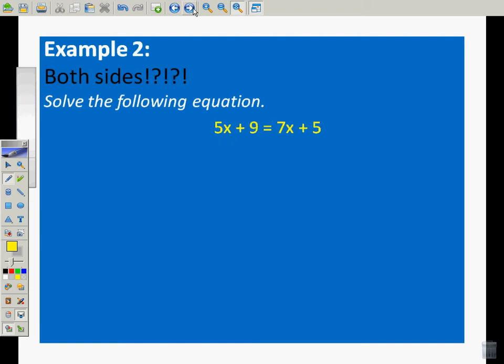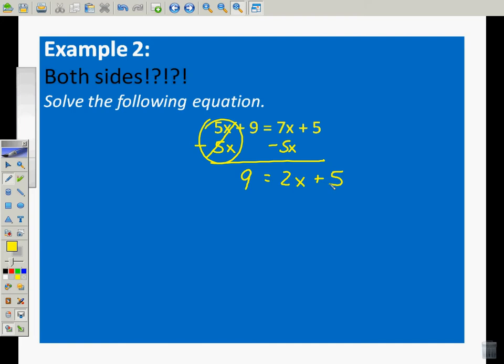And when we do that, we end up with 5x plus 9 is equal to 7x plus 5. I'm going to do the same thing here. I need to take one of the terms with an x in it and switch it over to the other side. In this case, I'm going to take the 5x and put it on the opposite side. Because it's positive, I'm going to subtract 5x from both sides. And so this goes away. I'm left with 9 is equal to 2x plus 5.